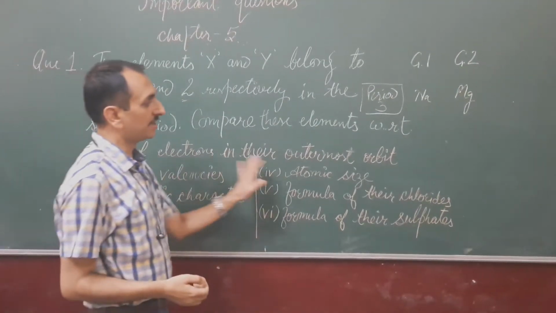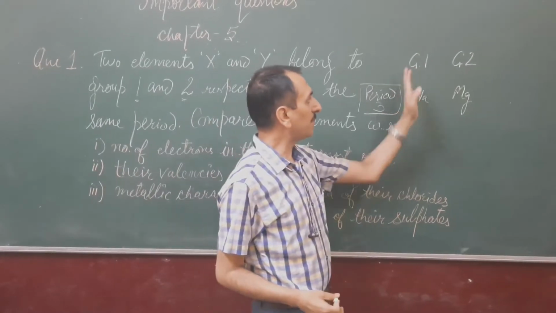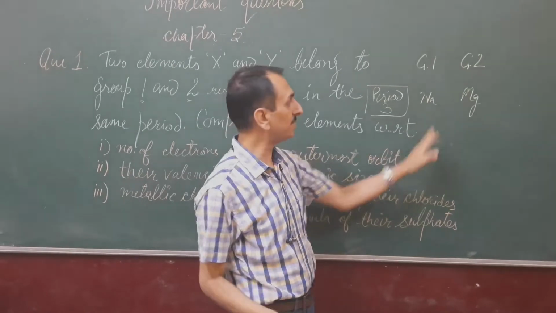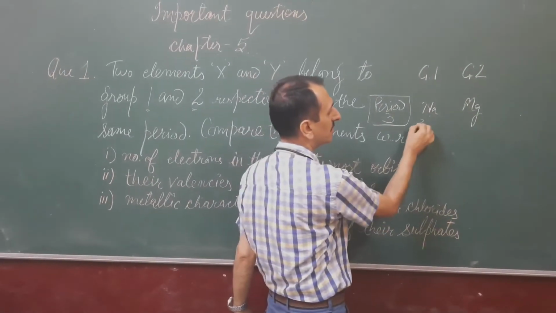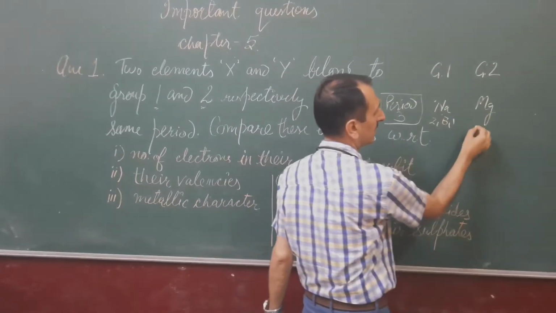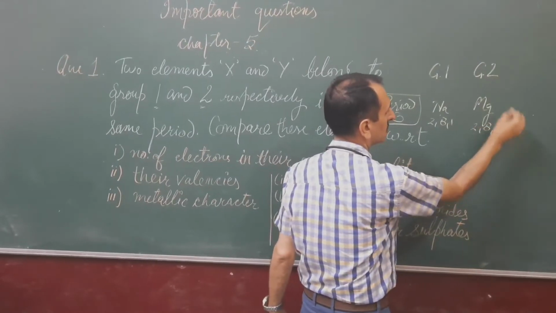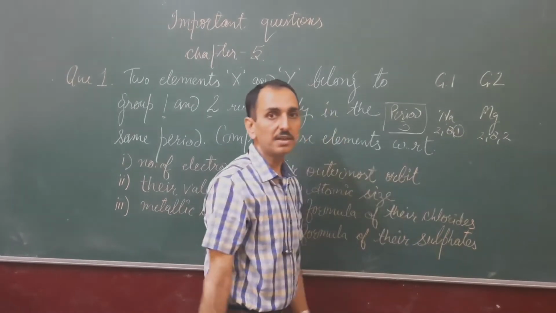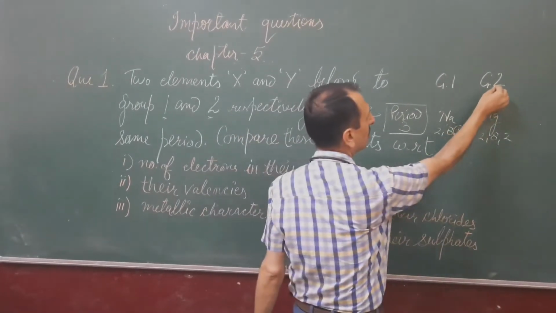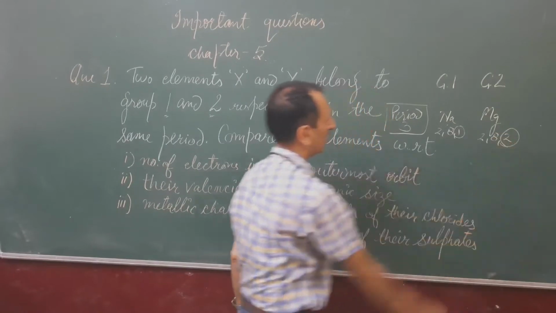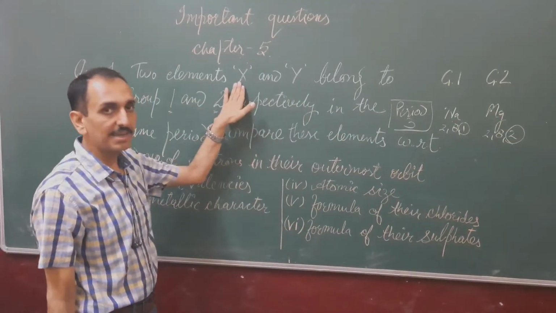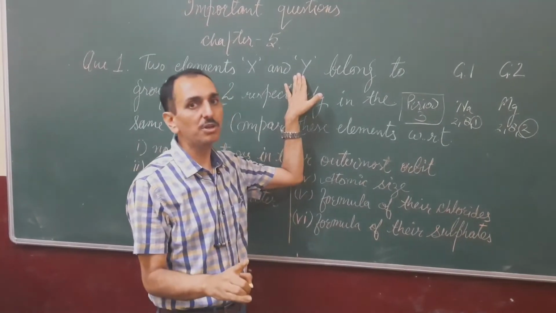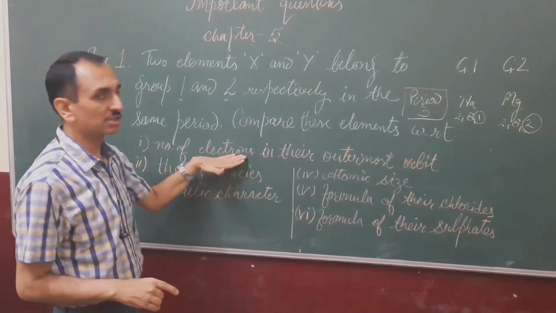Number of electrons in their outermost shell. As we know, group number 1 has the same valence shell electrons. That's why their valence is the same. So the configuration of sodium is 2,8,1 and magnesium 2,8,2. The outermost orbit of a group 1 element has only one electron, and that of group 2 has 2 electrons, meaning X has 1 electron in its outermost shell and Y has 2 electrons in its outermost shell. Hence the first question is done.